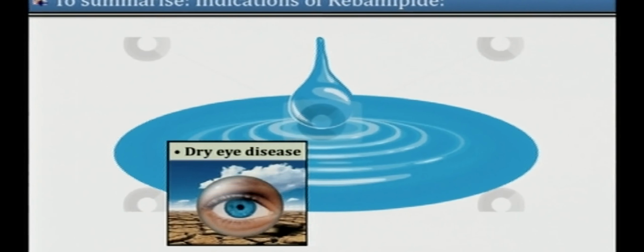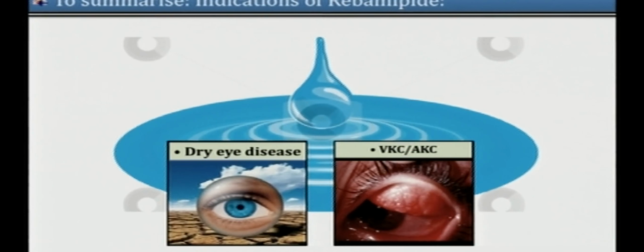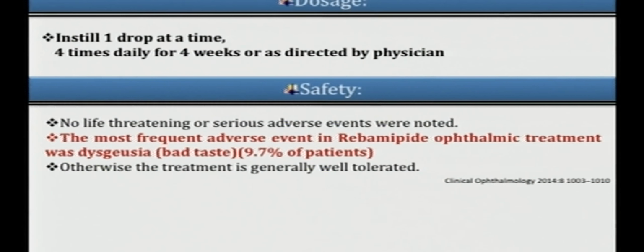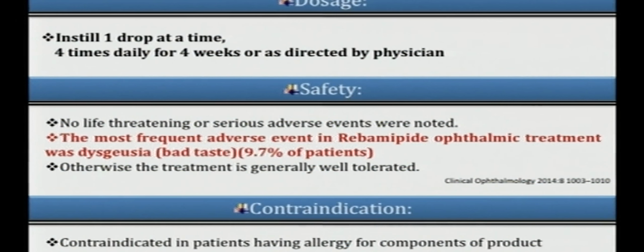To summarize the indications of Rebamipide, dry eye disease as well as an adjunct in allergic conditions. Remember, it's important 4 times a day, minimum 4 weeks before you say it's not working, so tell the patients to have some patience. There are no life-threatening adverse effects, but about 15 to 20%, not the 9.7 as reported, but in my series, about 15 to 20% complain of a terrible sensation in the throat. Very, very bitter taste in the throat, and I've had to stop it in about 15 to 20% of cases. So if it occurs, you've got other drugs to use. Don't persist with it if you get what is called dysgeusia. Otherwise, it's fairly well tolerated.